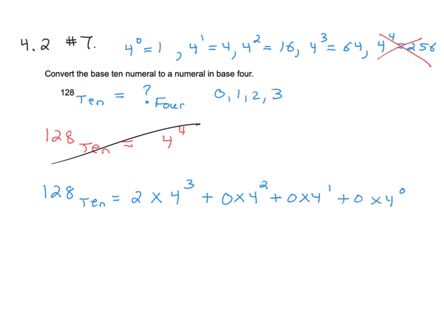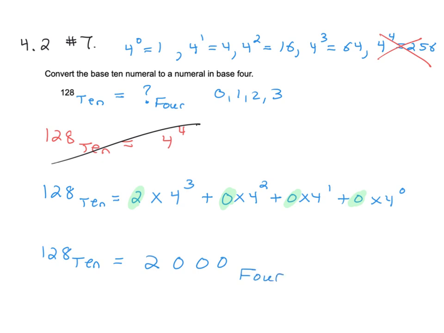It's at this point where we would collect these digits to express our base 4 number. The base 4 number is going to be written like this. 128 base 10 is equal to 2, 0, 0, 0 base 4.